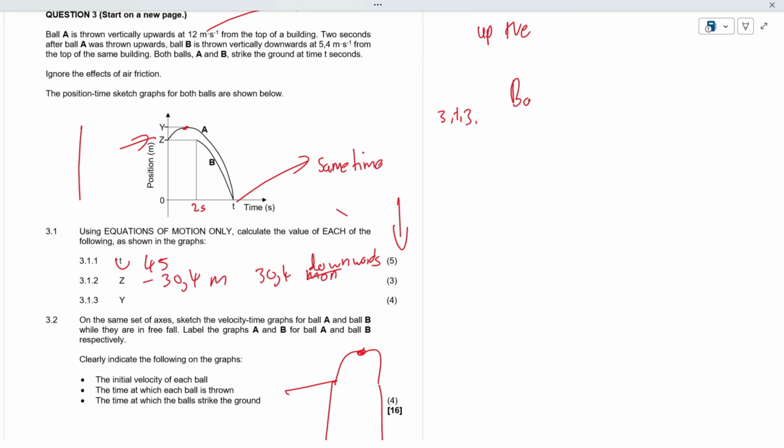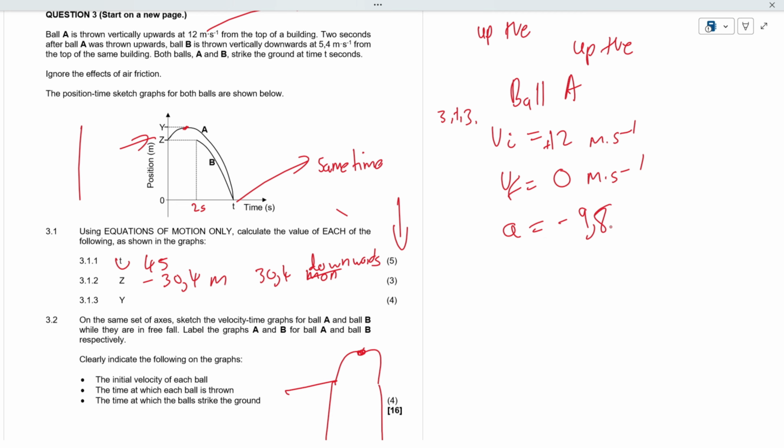So when it comes to ball A, you just see that it was projected upwards. v initial is just positive 12, we're still using up as positive, in meters per second. And then our v final is 0 at maximum height, if you're using from the initial to the maximum height. And then what else do we know? It's just our gravitational acceleration, which is always constant.